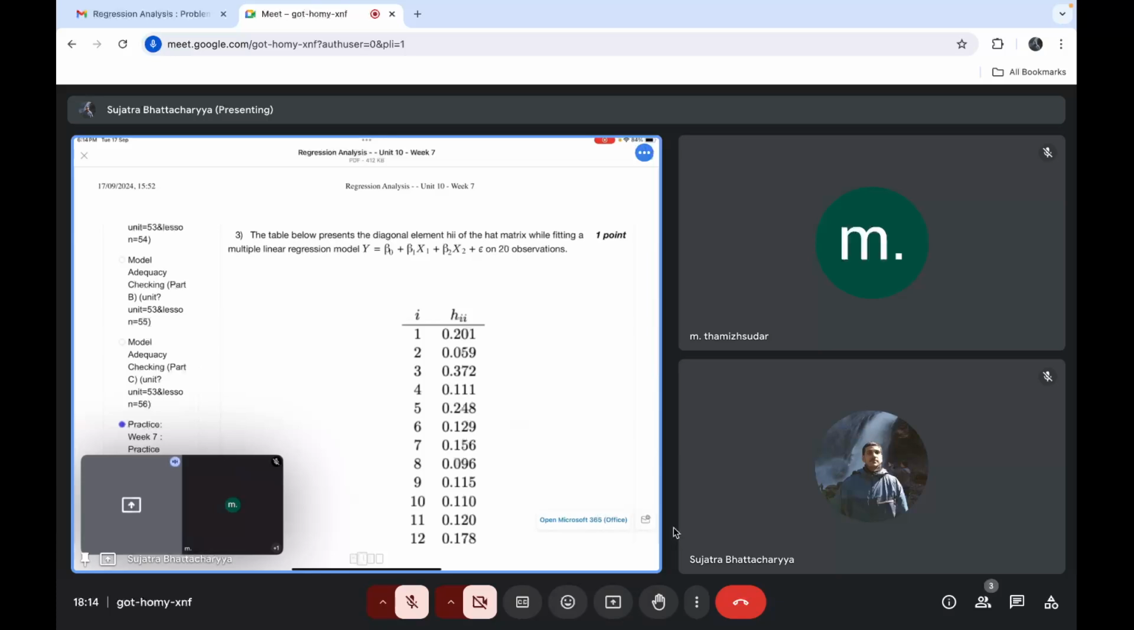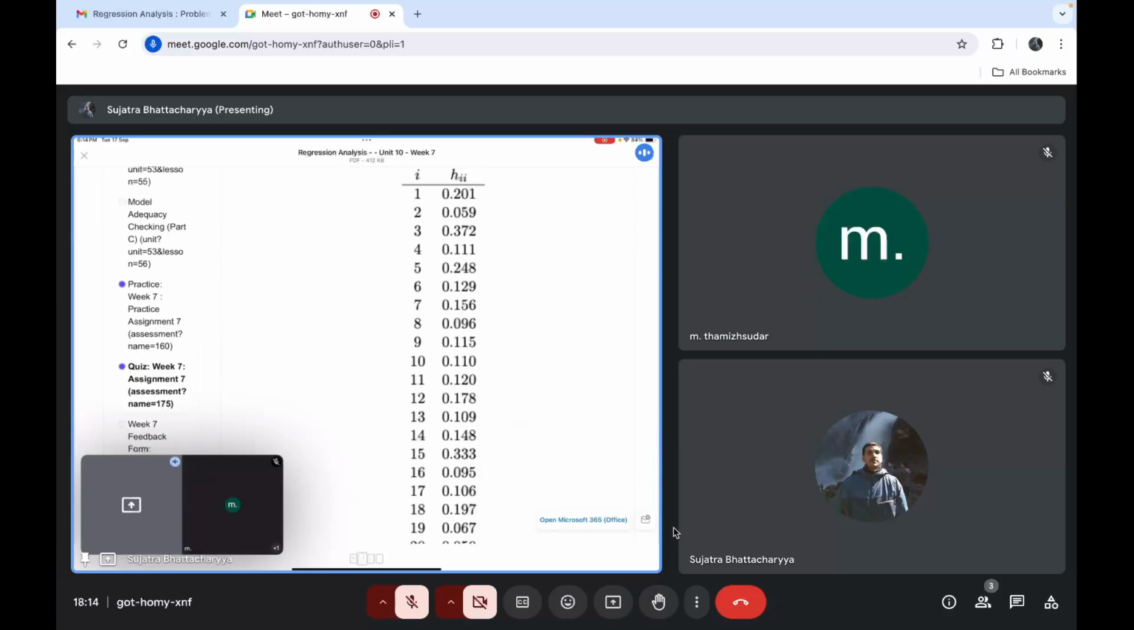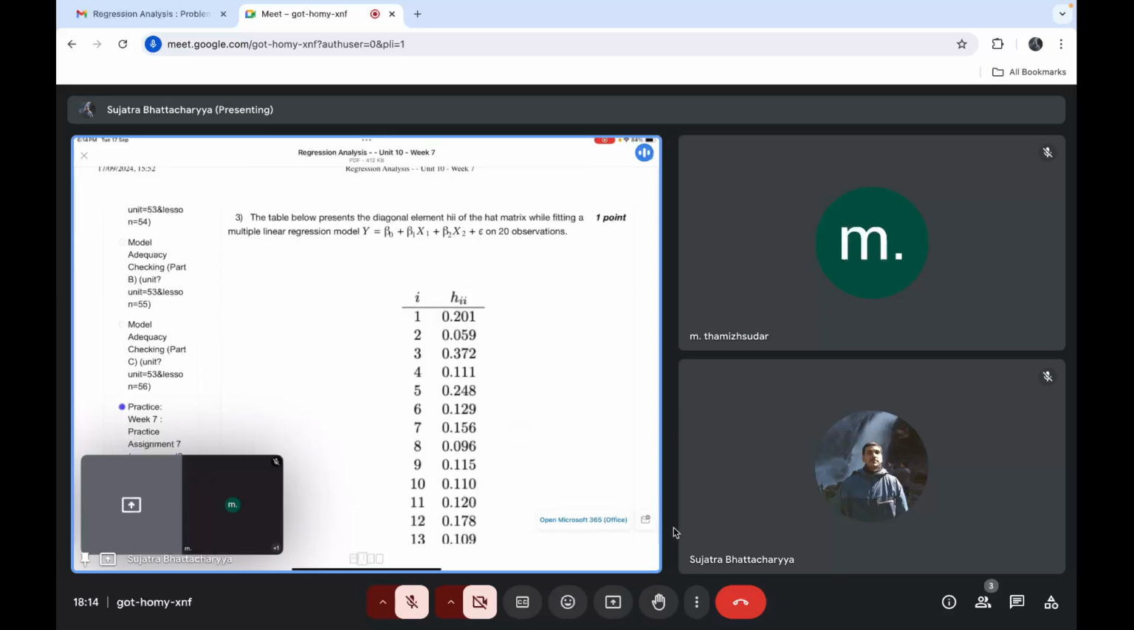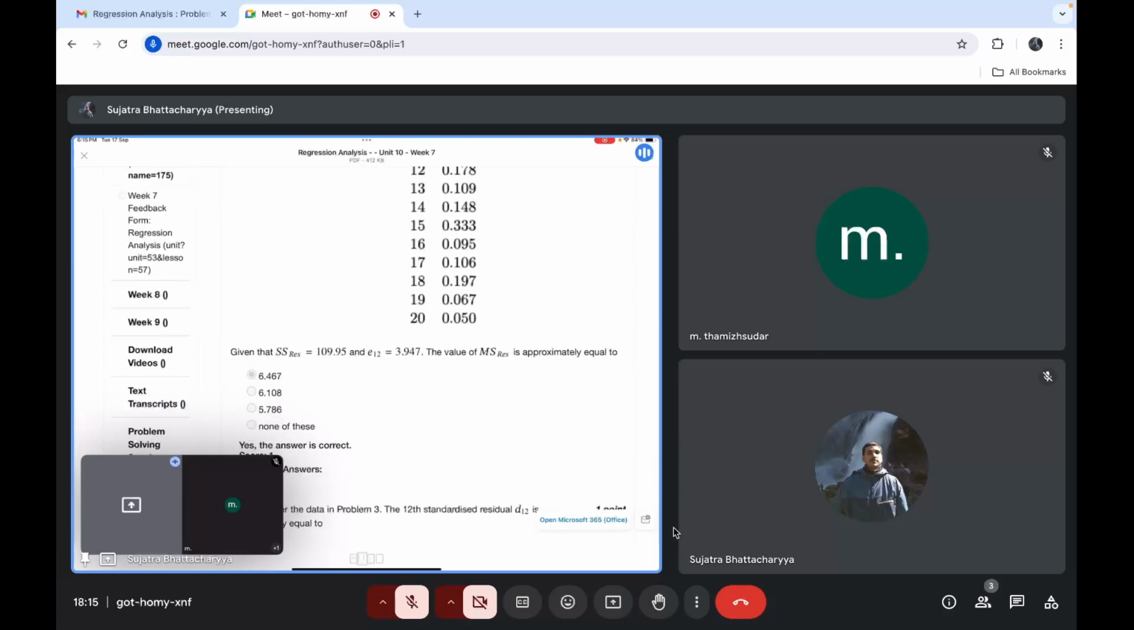Now, the third question is based on a table where the diagonal elements h_ii are given. There are 20 observations, and corresponding to that, the h_ii are given. Of course, if the number of observations is n, then there will be n diagonal elements of the H matrix, which is an n by n matrix. Also, it's a multiple linear regression model with three regression coefficients, with regressors x1 and x2, and 20 observations. Let's see what the questions are.